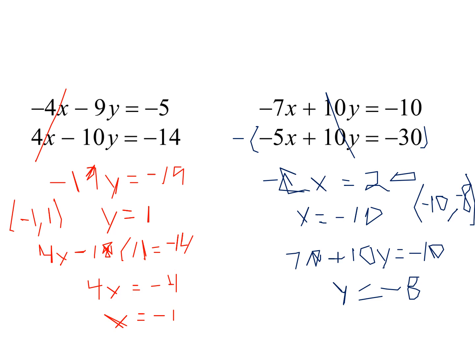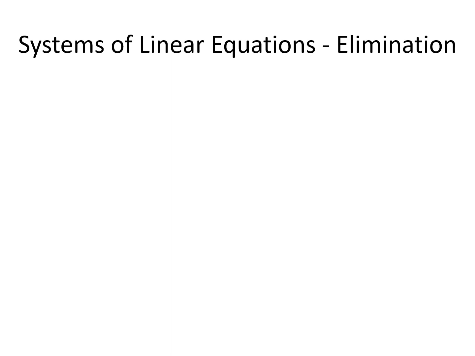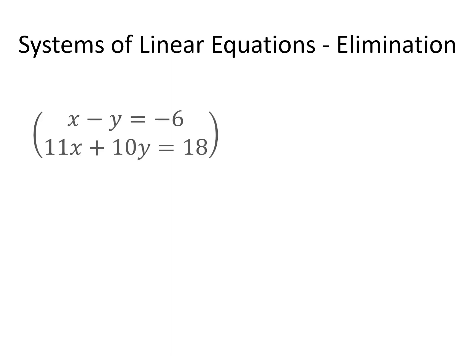Again, whole numbers for our answers. That should make it work. The last thing we're going to talk about is multiplication. So when we solve systems of equations with elimination, sometimes we might have to multiply one of the equations to make it work. So in this case, I've got x minus y is equal to negative 6.